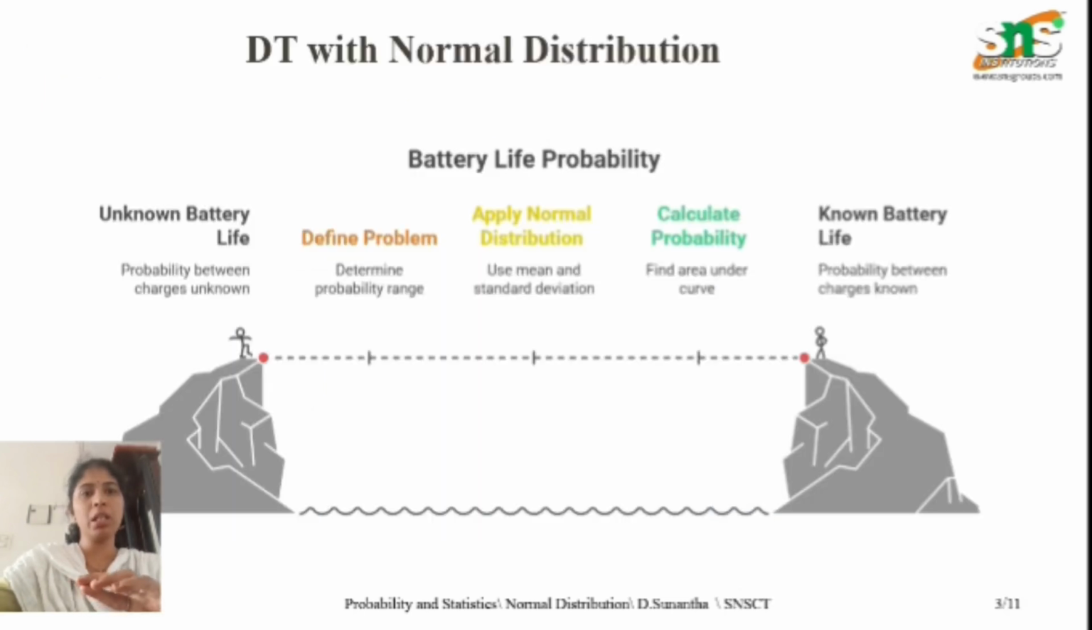So here is the design thinking with normal distribution. Unknown battery life, defining the problem, applying normal distribution, calculating the probability, and the known battery life. So these are the 5 stages.